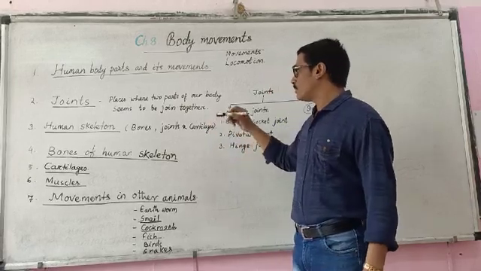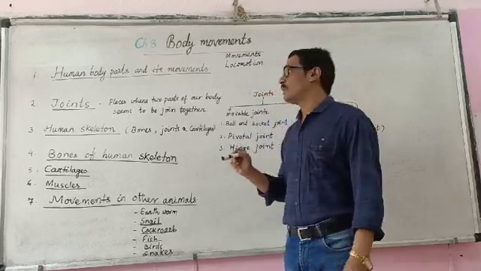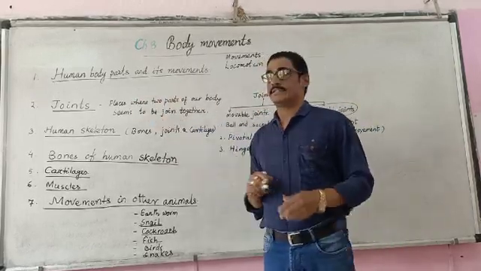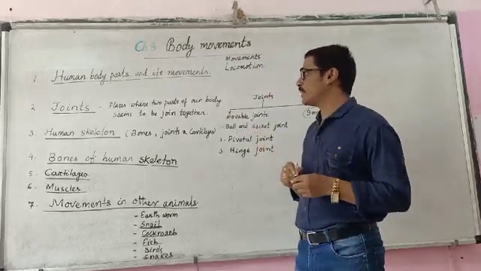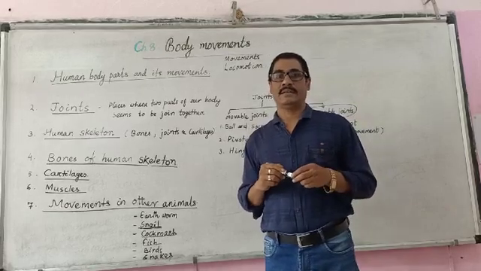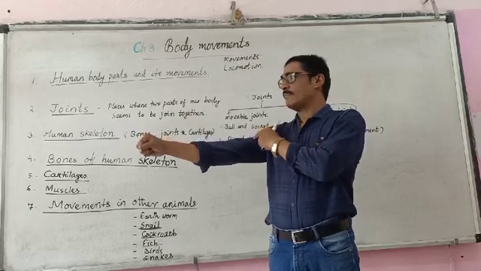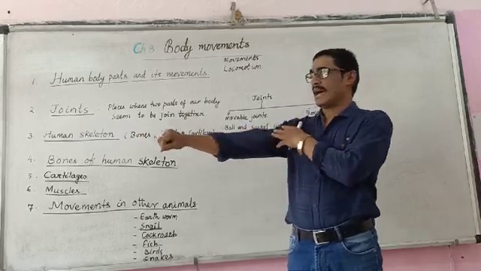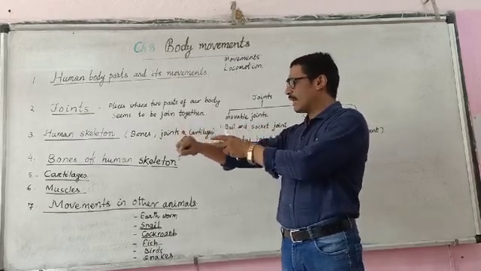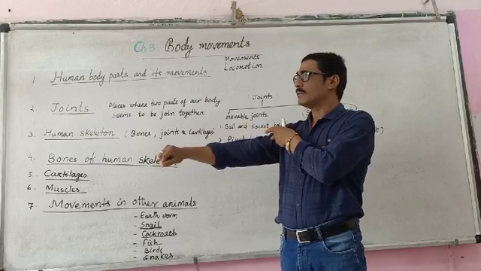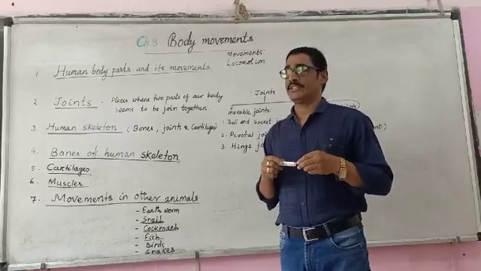Before we go into the different types of bones in the human skeleton, let us first know about the joints. What are joints? Joints are the places where two parts of our body seem to be joined together. For example, your arm consists of the forearm and the upper arm. They consist of bones, and the bones are joined together, and these places are called joints.